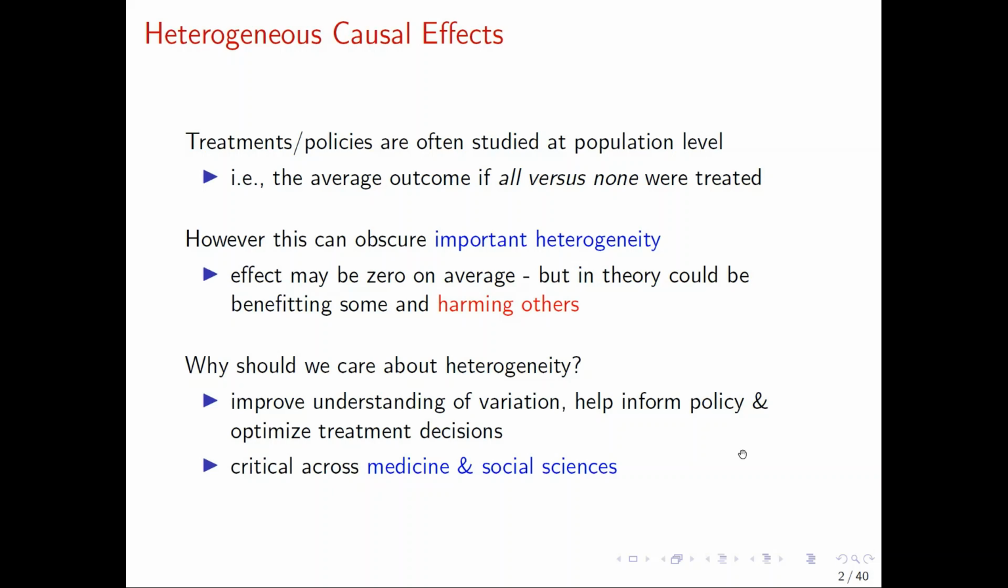And so this comes up across lots of different fields in medicine and social science. I'll give you a couple of examples that you can have in mind throughout the talk. Here's one from COVID.